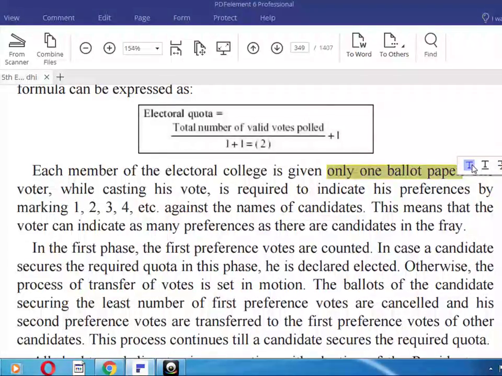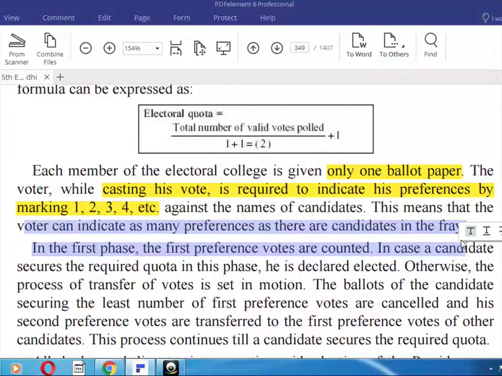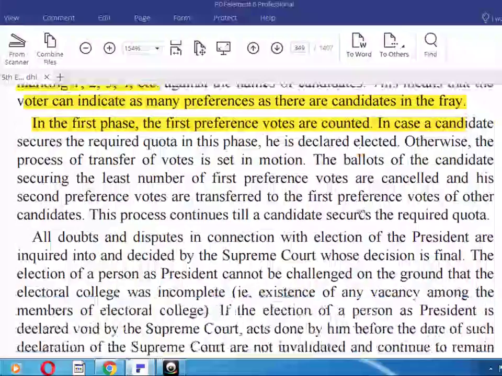The voter, while casting his vote, is required to indicate his preferences by marking 1, 2, 3, 4, etc. against the names of the candidates. That means the voter can indicate as many preferences as there are candidates in the fray. In the first phase, the first preference votes are counted. If a candidate secures the required quota in this phase, he is declared elected.